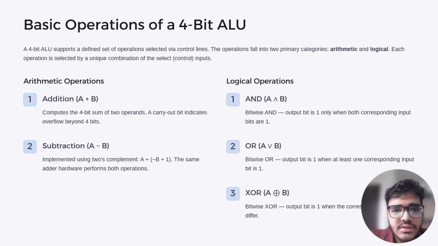Then the basic operations of an ALU. A 4-bit ALU performs two main types of operations, arithmetic and logical. Arithmetic operations include addition and subtraction. Subtraction is implemented using the two's complement, which allows us to use the same hardware for both operations. Logical operations include AND, OR, and XOR. Each operation is selected using control signals, also called select lines. As I said earlier, AND, OR, and XOR gates, addition and subtraction.